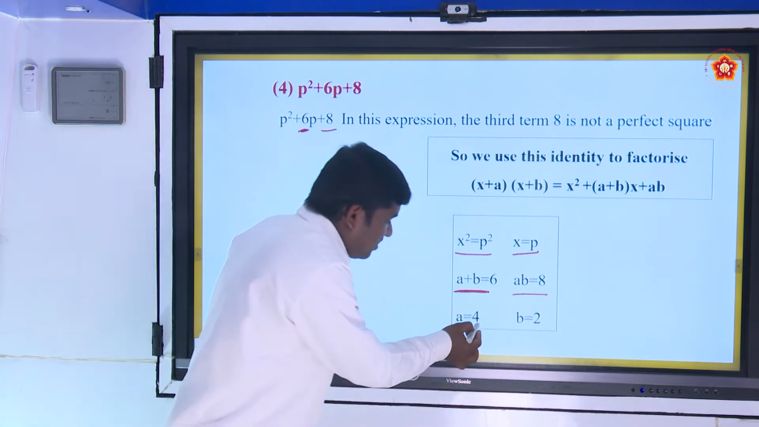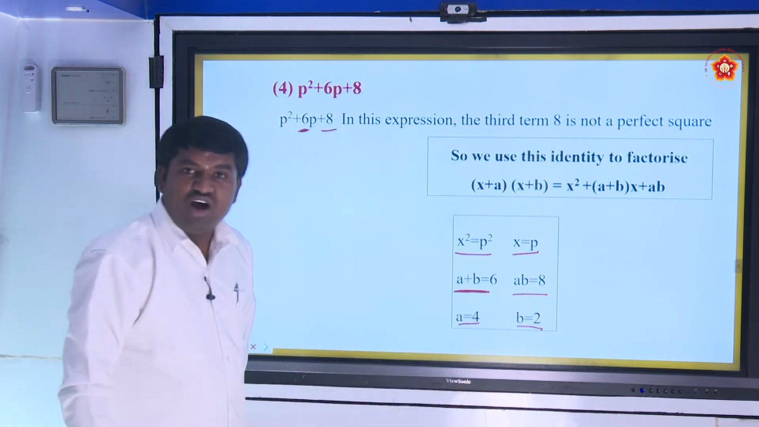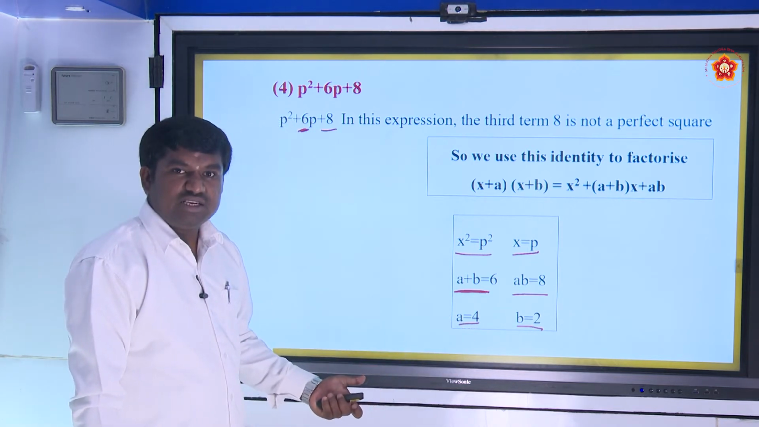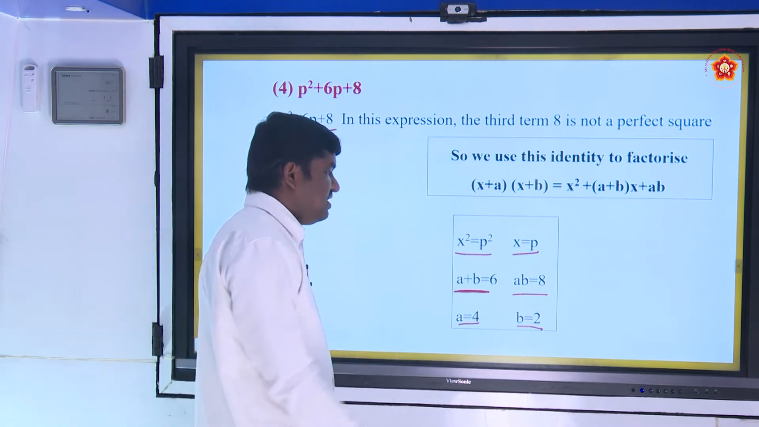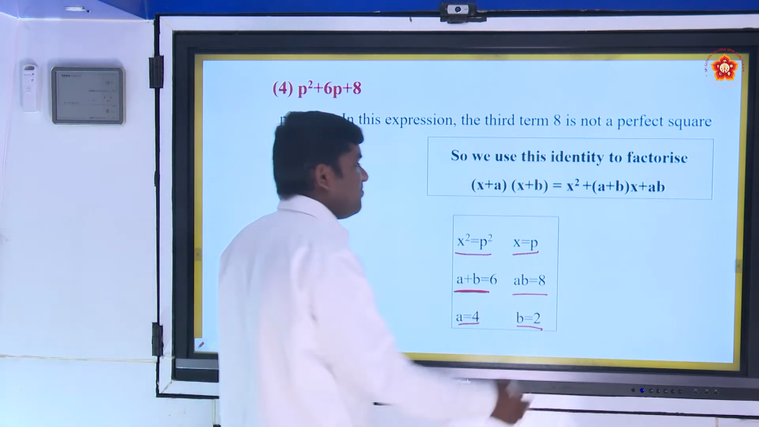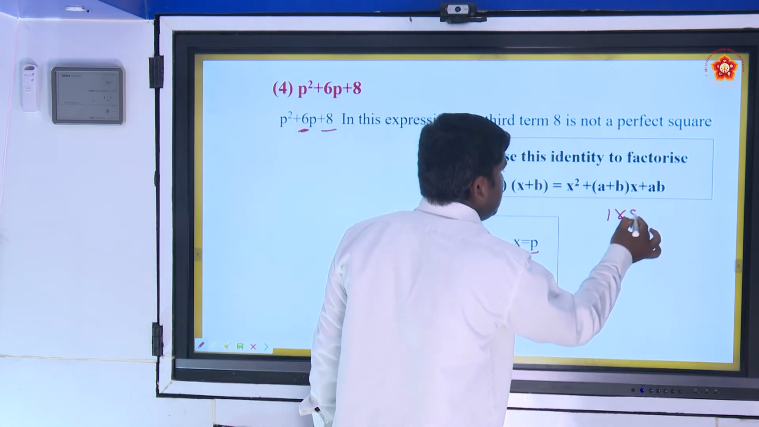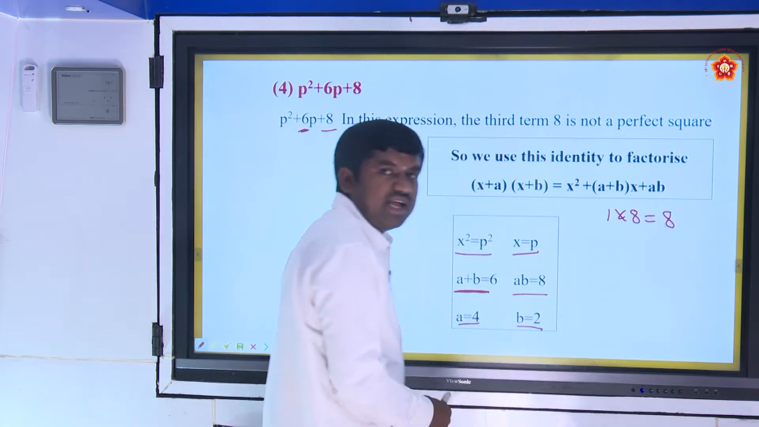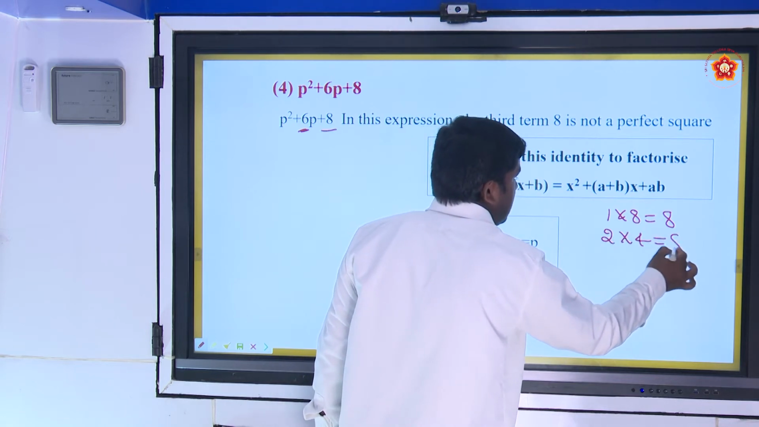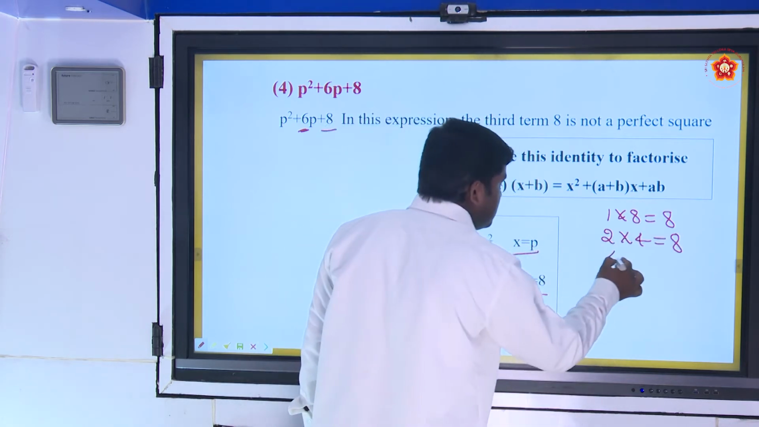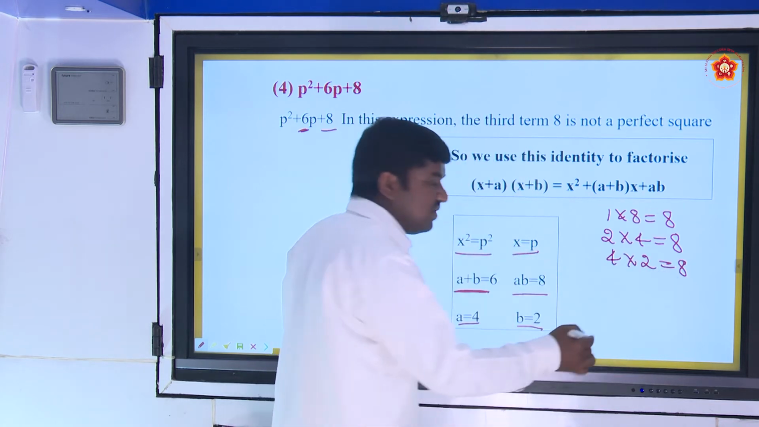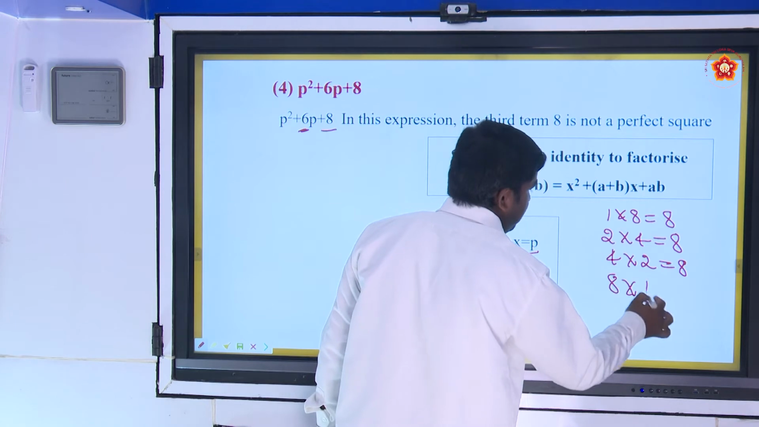So we have to find a and b, where a is 4 and b is 2. How can we find that? Very simple. a and b are the factors of 8, right? Factors of 8: 1 into 8 is 8. Next, 2 into 4 is 8. Next, 4 into 2 is 8. Next, 8 into 1 is 8.